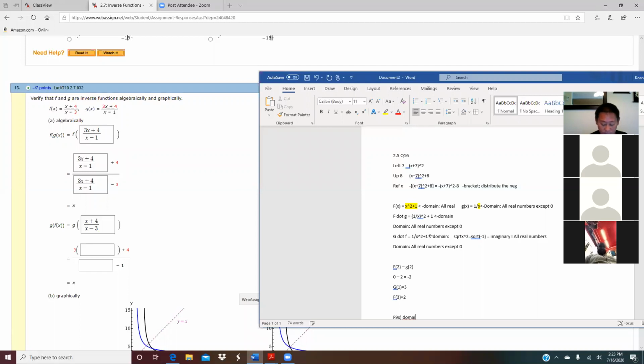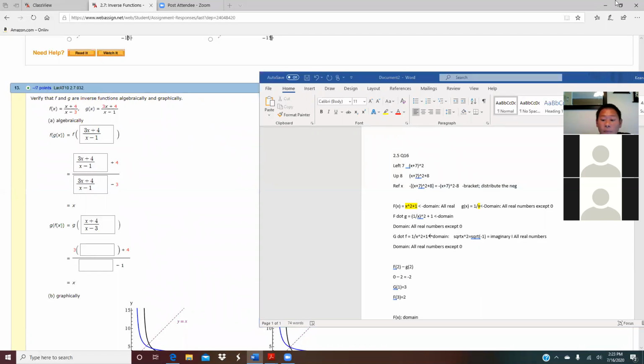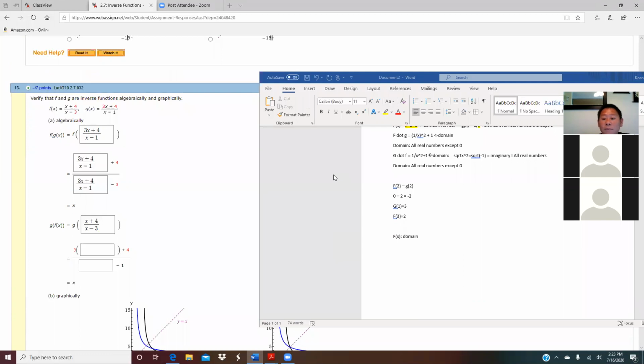Anyone? It's a fraction. We just did it at the beginning of the class. Domain is all real numbers except what? This one. This is f of x. All real numbers except what? Domain. Anyone? This is all real numbers except 3. Yeah. So we know the domain here is all real numbers except 3.